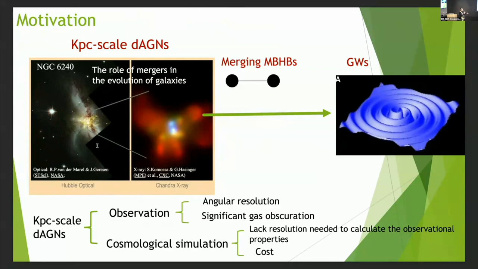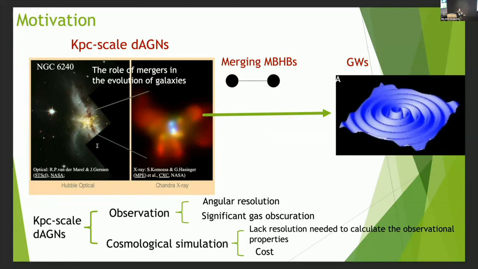However, observational searches have only uncovered a very small number of confirmed dual AGNs, especially on kiloparsec scale and smaller. And there are two major difficulties in observing these systems. First, the really small separation between the massive black holes requires very high angular resolution to distinguish them as a dual. And then there's the significant gas obscuration at the center of the galaxy due to the merger, which will block the system from our view.